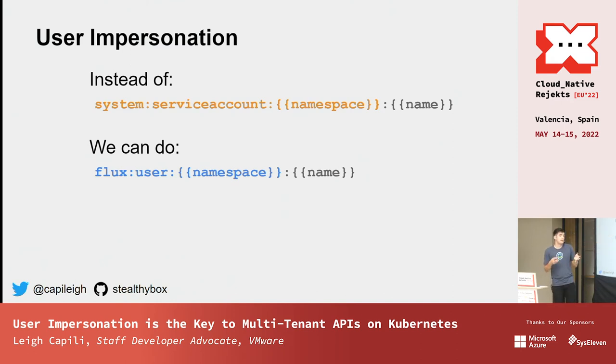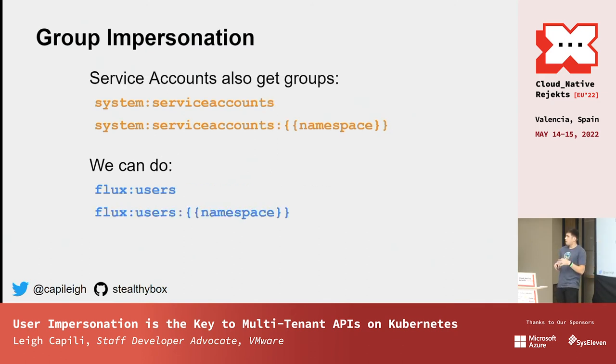And say if we wanted to copy this mechanism by making more namespaced users, we could have the Flux controllers say flux:user:namespace:name. Or we could even use the system prefix, but this is reserved. Service accounts also have groups. Not a lot of people know this because nobody binds to them, like ever.